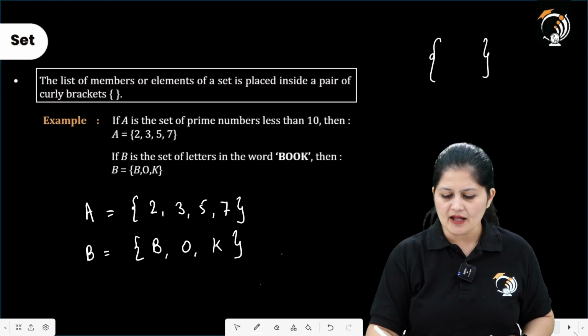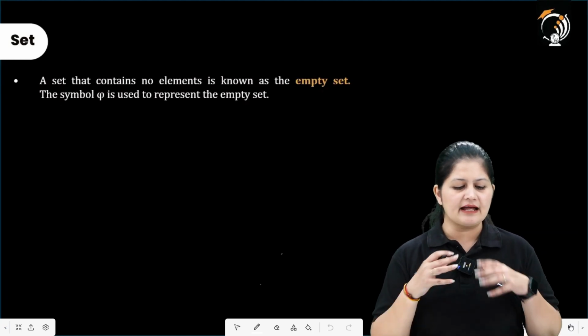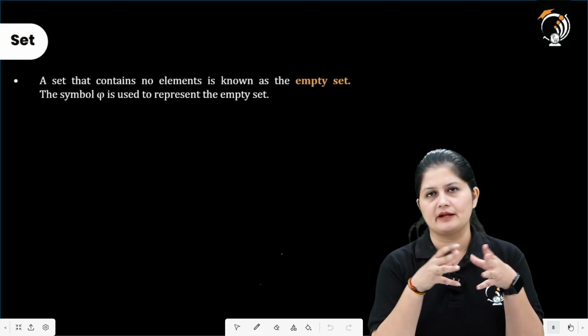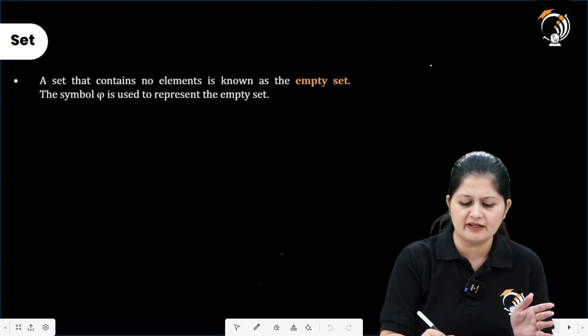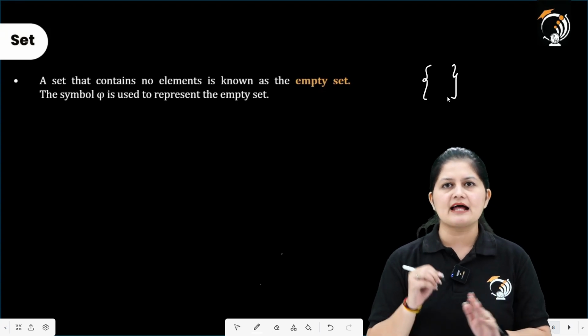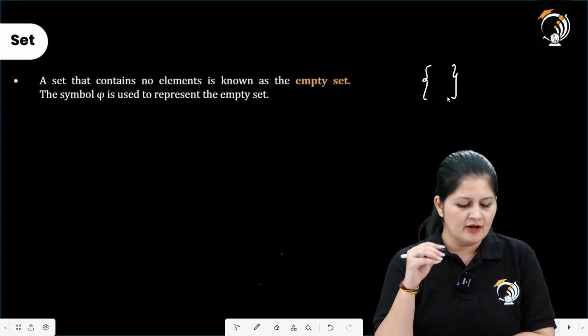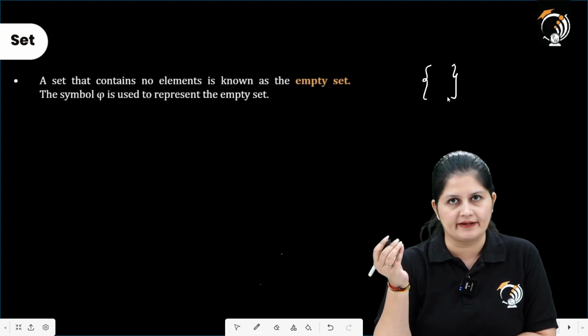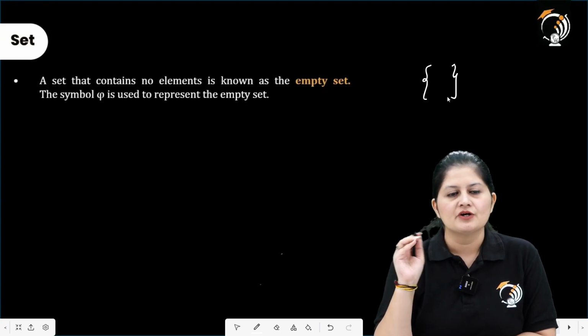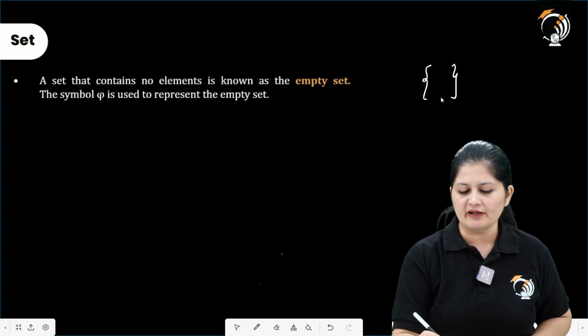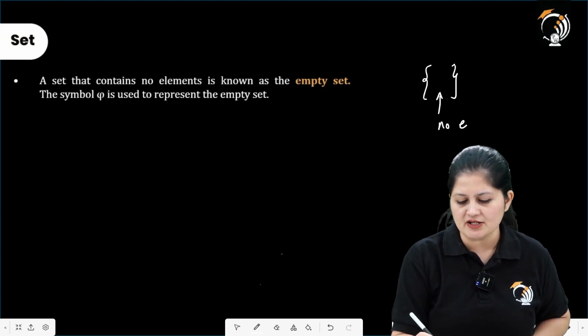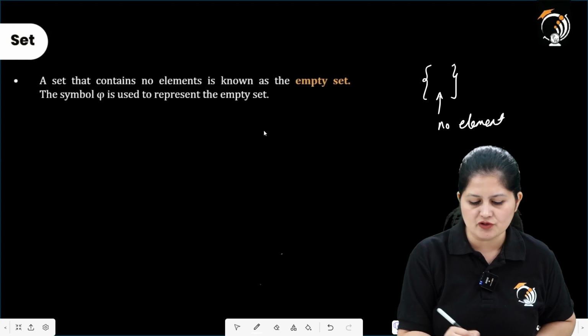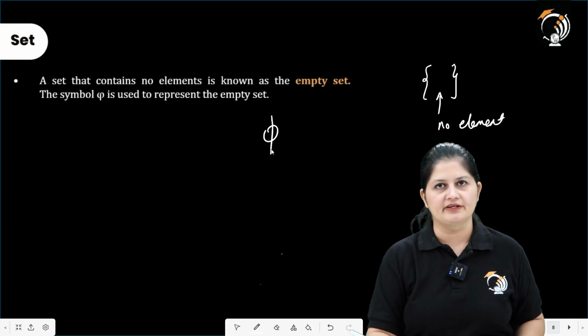Clear? Now, if there is a set that contains no elements, that is known as an empty set, and we represent it with the symbol phi. When there isn't any element, it is represented with the symbol phi.